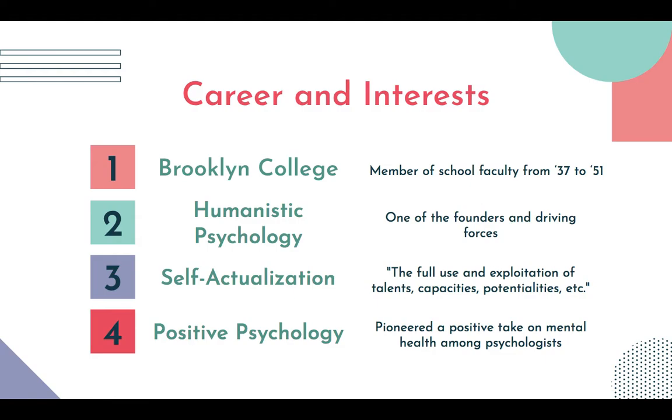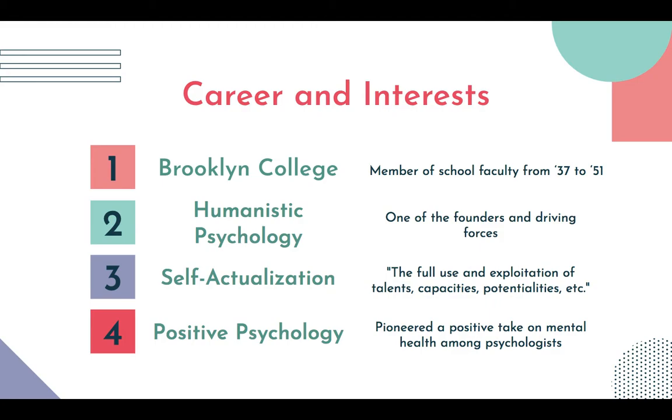His theories, including the hierarchy of needs, which we will talk about today, self-actualization, and peak experiences, became fundamental subjects in the humanist movement. He had an interest in self-actualization. So this is the full use and exploitation of talents, capacities, potentialities, etc. And this is an ongoing process in which people continue to stretch themselves and achieve new heights of well-being, creativity, and fulfillment. And then he finally had an interest in positive psychology, which pioneered a positive take on mental health among psychologists, which was not very common at the time.